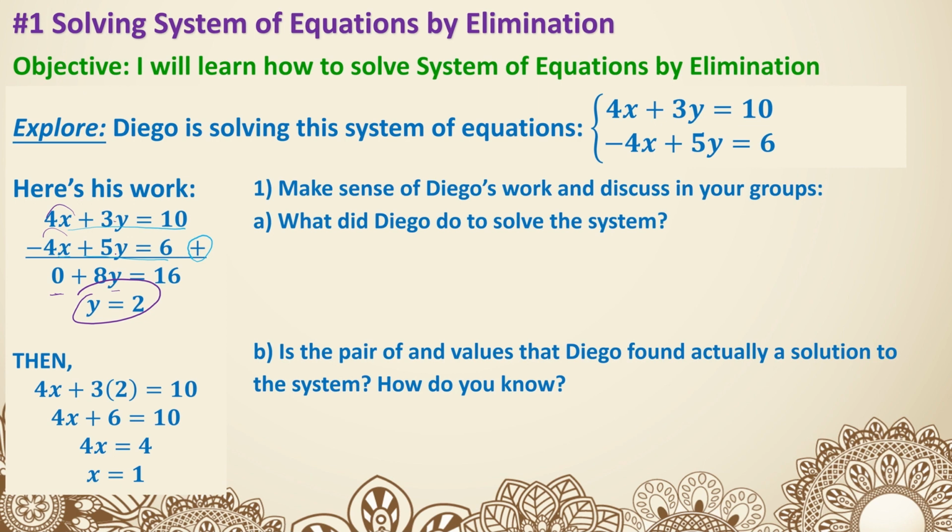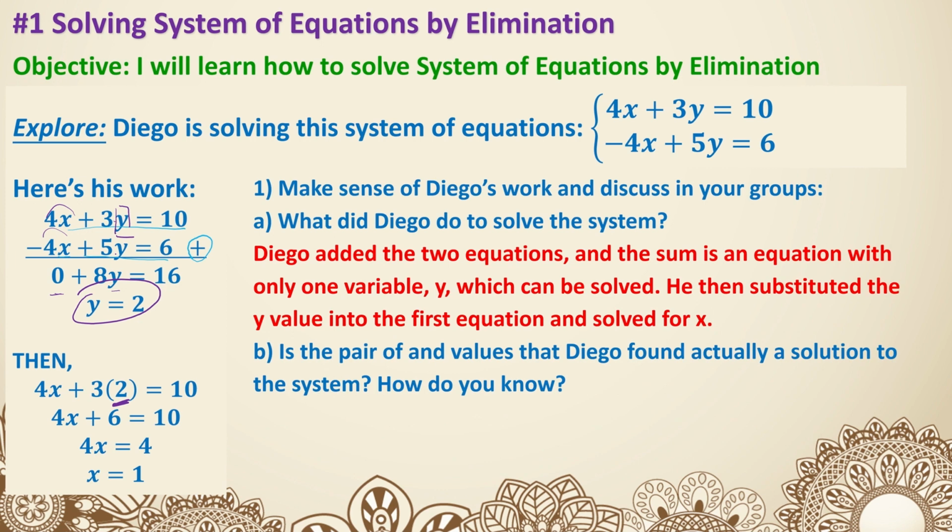And then, well, now I can actually put it back into either equation, but he put it back into the first equation. Wherever he sees y, he replaced it with a 2, so 4x plus 3 times 2 equals 10. And then he just solved the equation for x. First part is make sense of his work and discuss in your groups, what did Diego do to solve the system? So as we just said, he added the two equations, and the sum is an equation with only one variable, which is y. And that can easily be solved. He then substituted the y value into the first equation and solved for x.